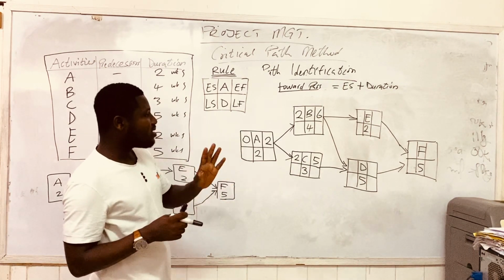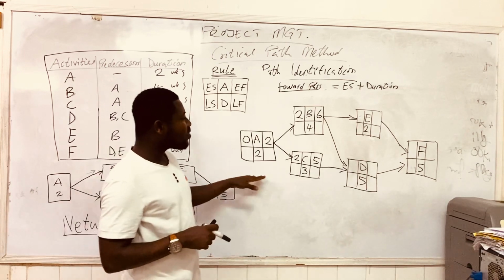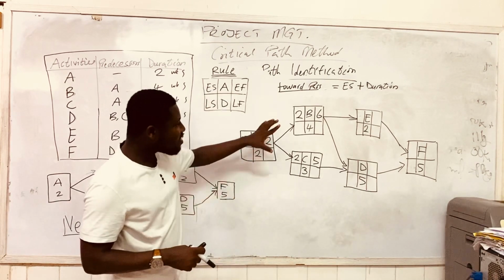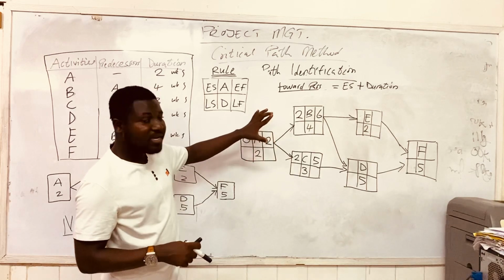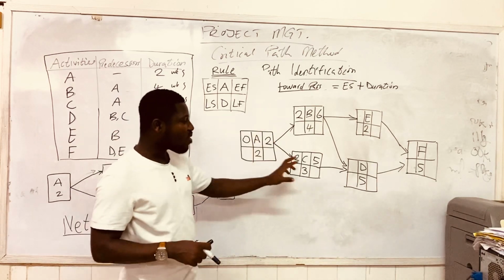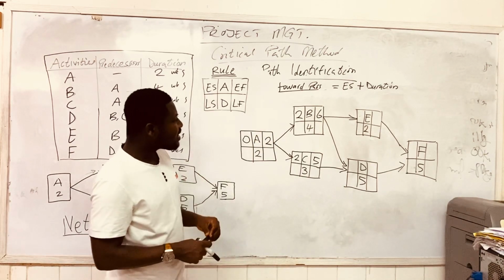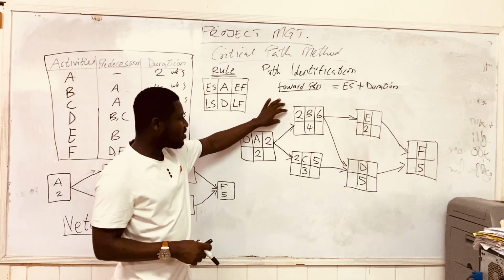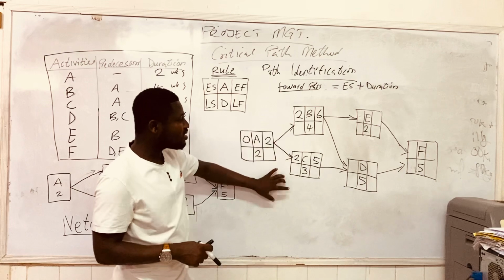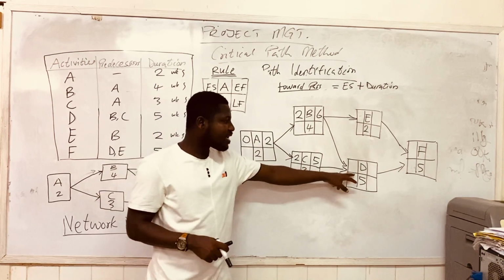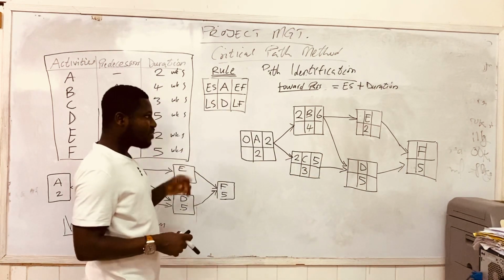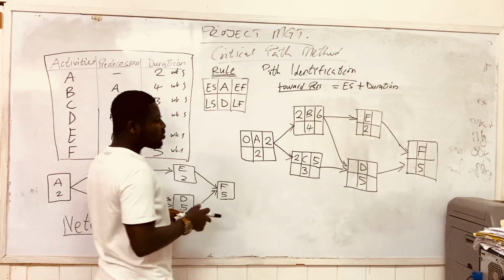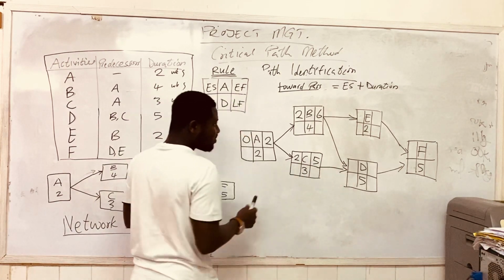So one thing we have to bear in mind is that when we are working on the forward pass, and you have multiple activities being the predecessor of one activity, then you use the highest EF of those two activities as the earliest start time for the next activity. So the next activity is D.